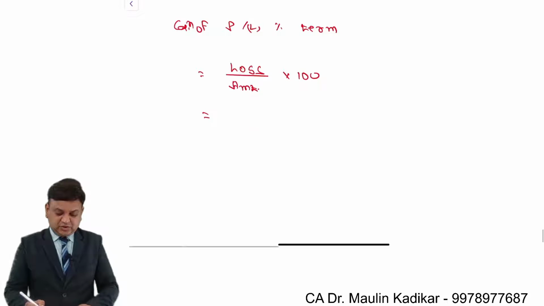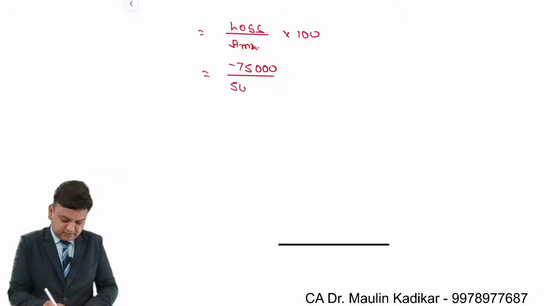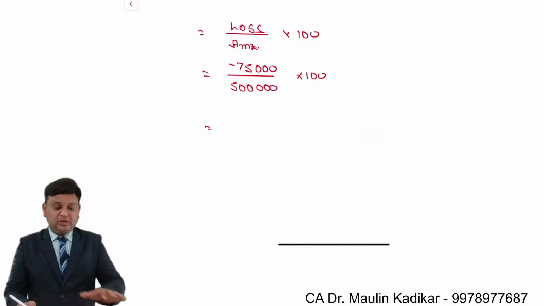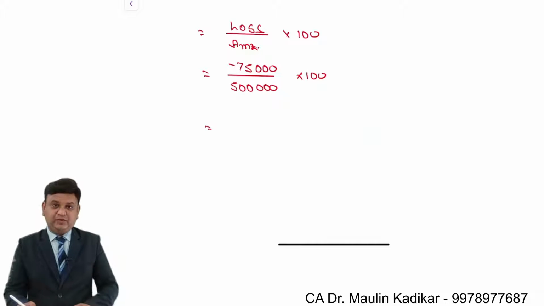What is the loss? Loss is 75,000. The initial value of the portfolio was 5 lakhs. So the loss in percentage term is 15%.